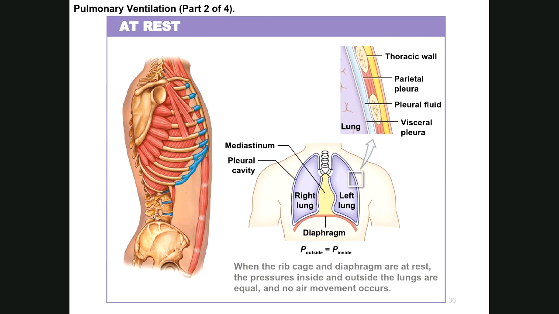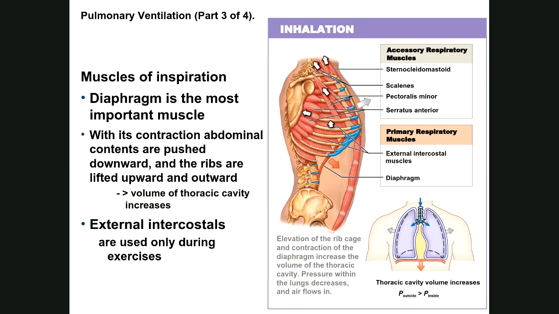Now, inhalation or inspiration, what's going to happen? You are breathing in some air, and the air goes from high pressure to low pressure. So the pressure outside should be higher than the pressure inside. To have the air coming in the lung, the pressure outside of the lung should be higher than inside of the lung. The lung has to play with the volume inside, and the most important muscle that plays a role in inspiration is the diaphragm.